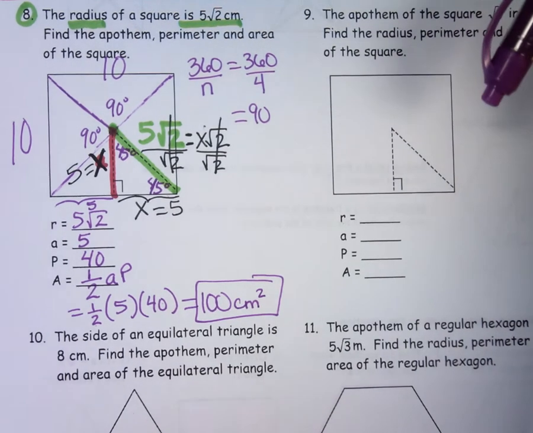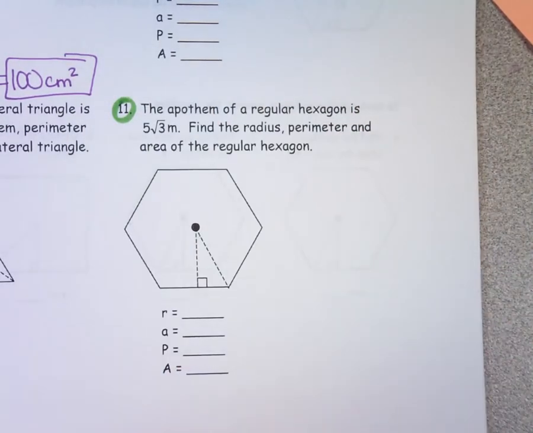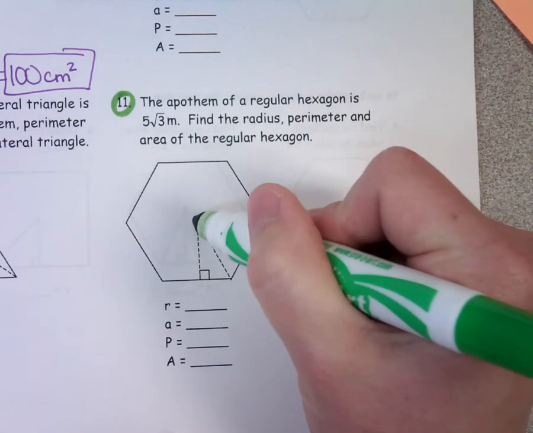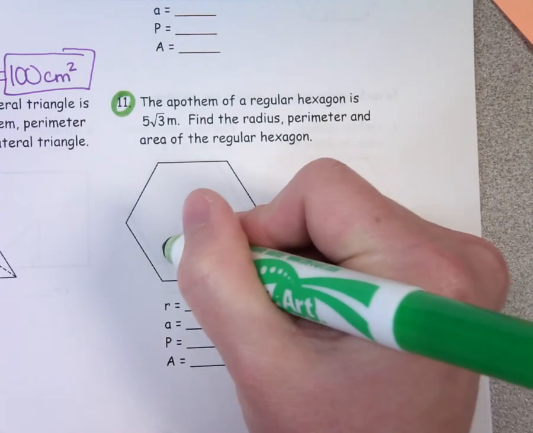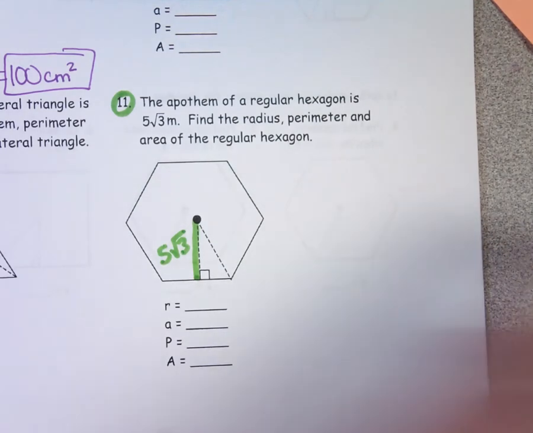Okay, let's go to number 11. Number 11 tells us the apothem of a regular hexagon is 5 square root of 3. Okay, so this is our apothem. It goes from the center of the shape to the middle of a side, and it says that that apothem is 5 square root of 3. And then it says find the radius, perimeter, and area.